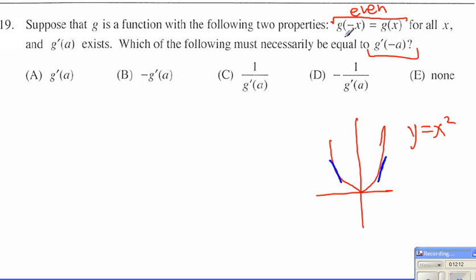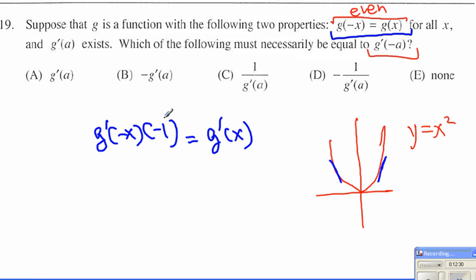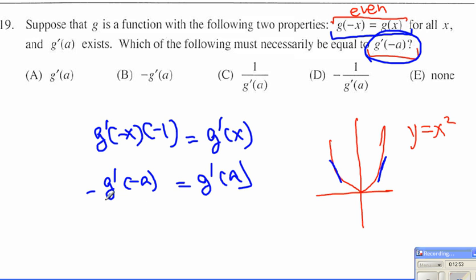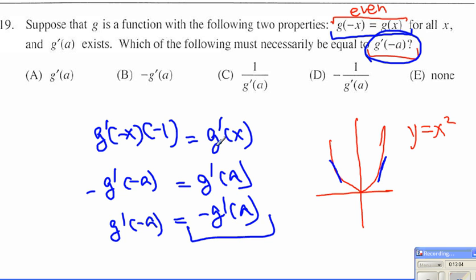In fact, we can do this one algebraically by looking at this. g prime of negative x times negative 1 will be the derivative of the left side. But on the right side, we will end up getting g prime of x, because we have to have negative 1 due to the chain rule here. Now, in place of x, if you plug in a, we get g prime of negative a, with the negative sign, equal to g prime of a. What the question is looking for is g prime of negative a. That means by multiplying by negative 1, we get g prime of negative a equal to negative g prime of a. So that becomes our answer, which is choice B.